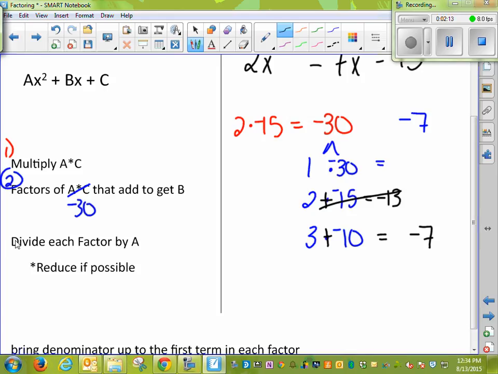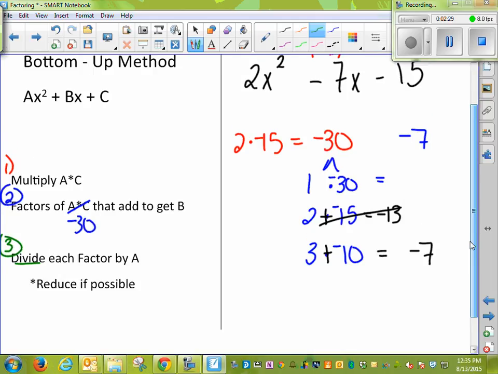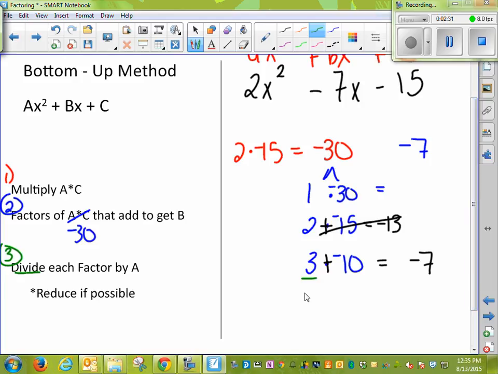Step 3, this is the one we can't forget. Because we multiplied a and c, we have to undo that multiplication. So we're going to divide each of those factors by a. So the a term was 2. So 3 divided by 2 and negative 10 divided by 2.